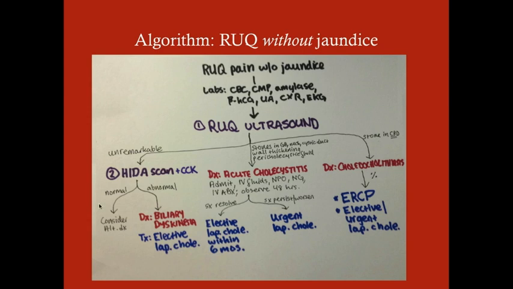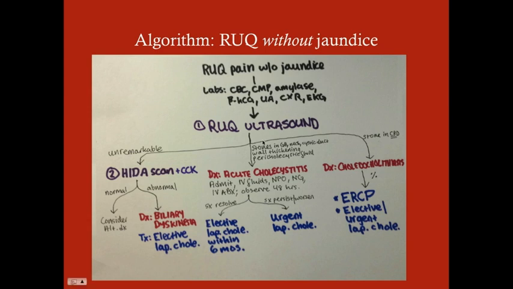If it's normal, well, then we're kind of out of things in the biliary tract, and you should consider alternative diagnoses. That's why it's important to have all these labs to begin with. If it's abnormal, then you should make the diagnosis of biliary dyskinesia, and treatment for that can be elective laparoscopic cholecystectomy, whenever the patient is ready for it.